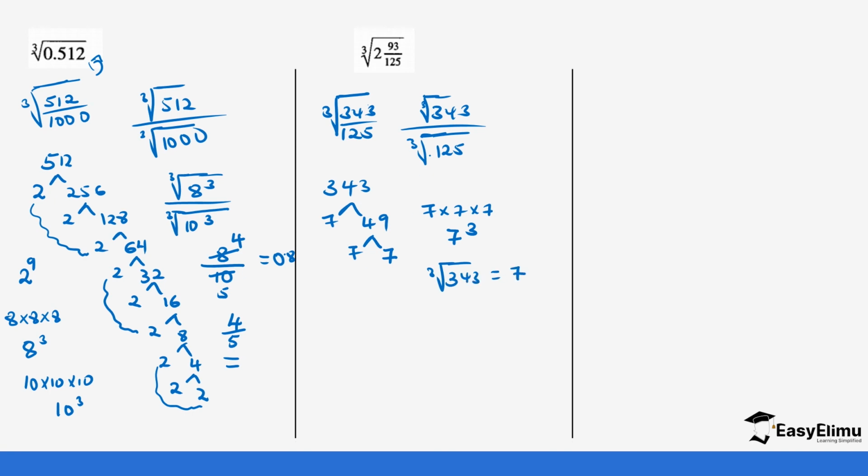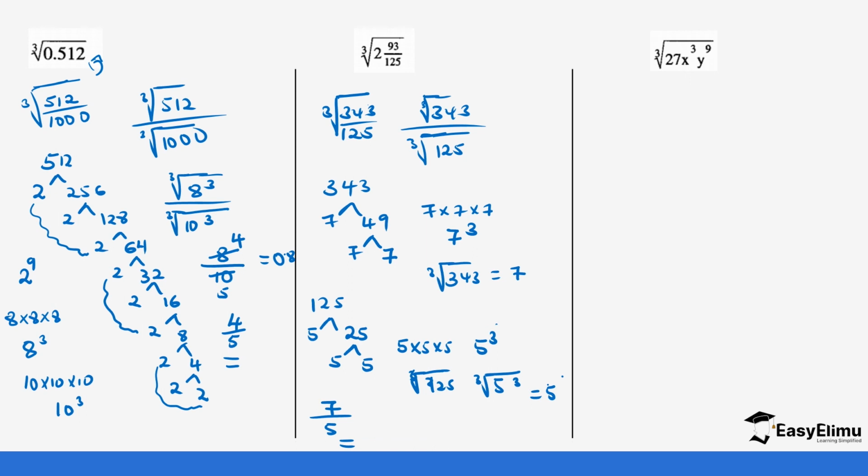And then the denominator, which is 125. If you look for the cube, they start with 5. It's the least that you can use. So 125 divided by 5, you get 25. And then 25 divided by 5, you get 5. So the factor is 5 times 5 times 5, which is the same as the cube of 5. So the cube root of 125 is the same as the cube root of 5 power 3, which is the same as 5. So our numerator is 7, our denominator is 5, giving us the final answer.